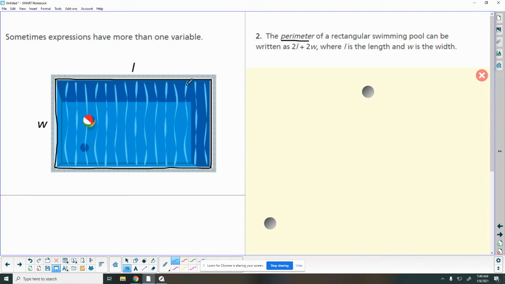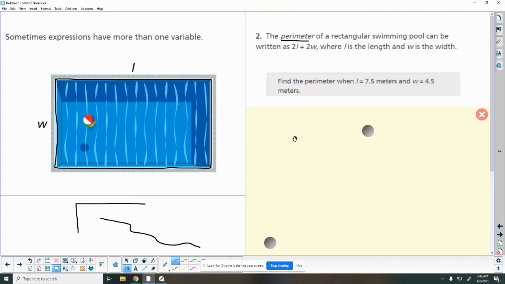L is the length, W is the width. We need 2 of each of them. If you only do 1 of each, you'll only have 2 sides to your pool and the water's not going to stay in your pool very well. So we're going to find the perimeter when L equals 7.5 meters and W equals 4.5 meters. So we're going to plug it into our equation here.